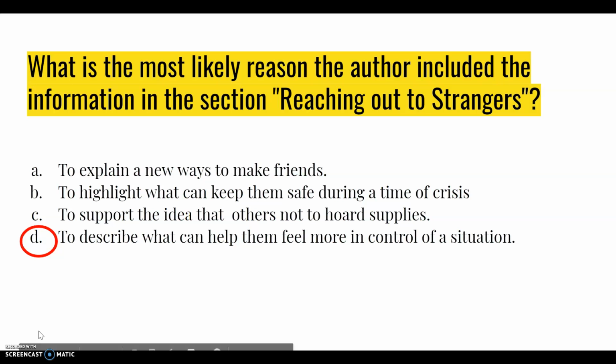So I'm going to go ahead and go back to this question, and it states, what is the most likely reason the author included the information in the section reaching out to strangers? So in this question from our Exit Ticket Friday, we were asked to determine the author's purpose for a particular section. Well, when using all of these strategies, I believe that the author is trying to inform me, which also translates to I believe the author was trying to describe what can help people feel more in control of a situation.